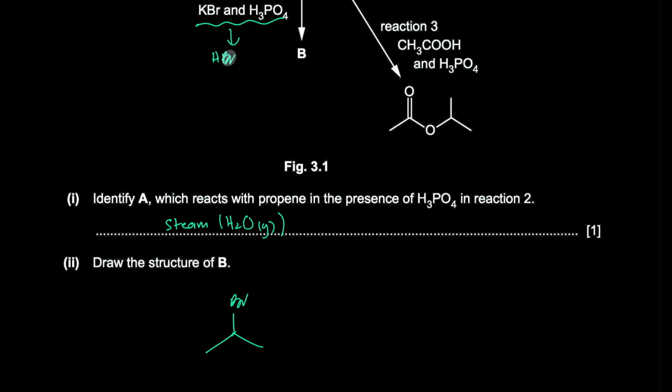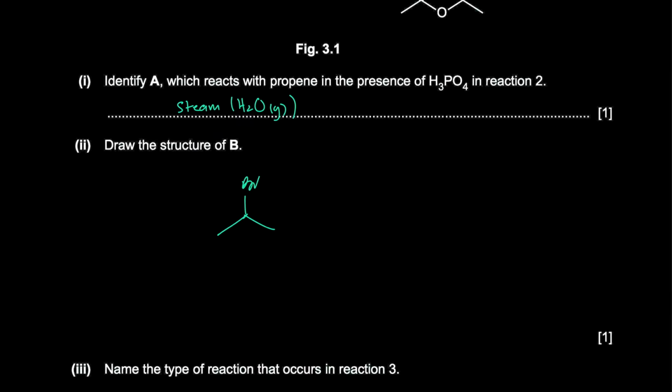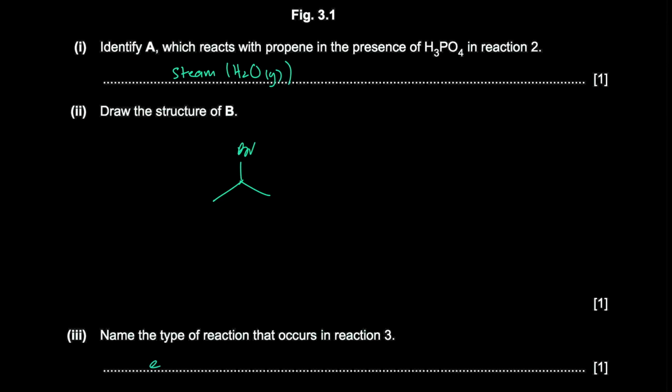Name the type of reaction that occurs in reaction 3. In reaction 3, the alcohol is being converted into an ester. Propan-2-ol is reacting with ethanoic acid, a carboxylic acid, to form an ester. So this reaction is called an esterification reaction. You can also refer to it as a condensation reaction. You can say esterification or you can say condensation.